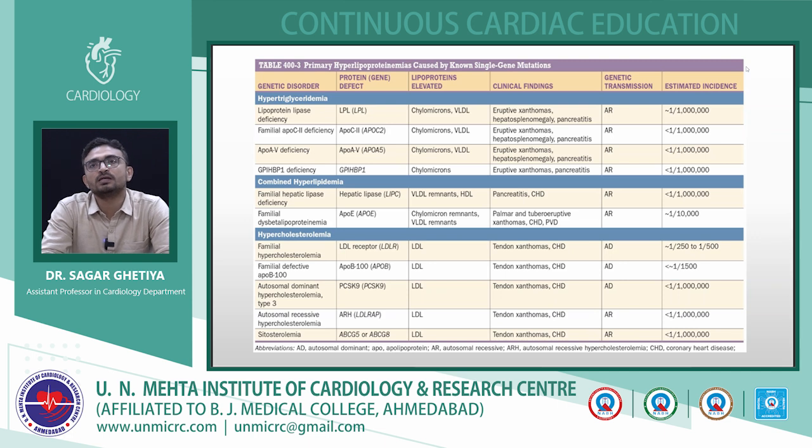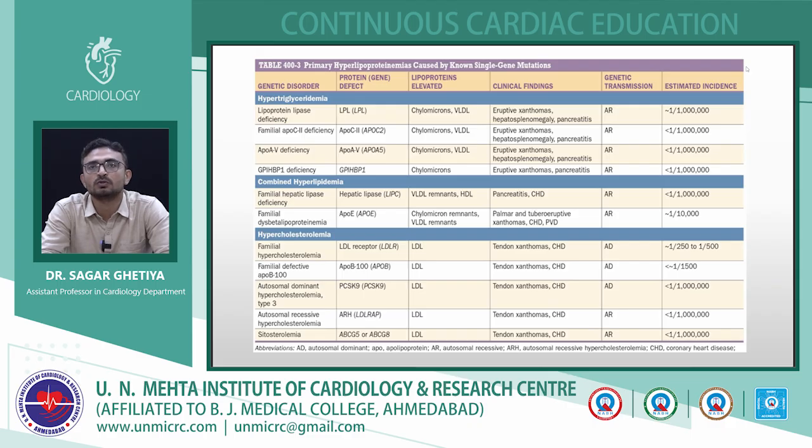While hypercholesterolemia is a major part of these disorders, they are further divided into familial hypercholesterolemia, familial defective ApoB100, autosomal dominant hypercholesterolemia type 3, autosomal recessive hypercholesterolemia, and sitosterolemia. Most common type is familial hypercholesterolemia, which has a prevalence of 1 in 250 to 500 population. While familial defective ApoB100 is also more common, with a prevalence of 1 per 1500. Other disorders are rare.